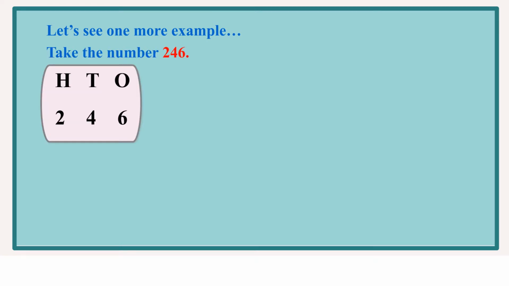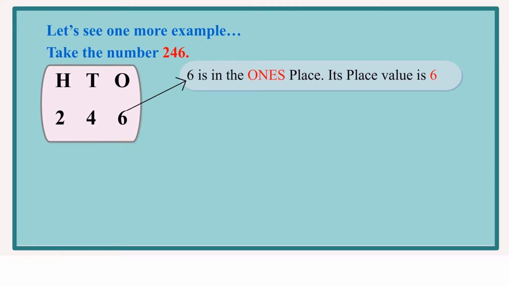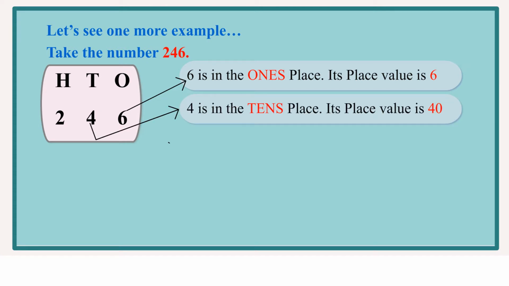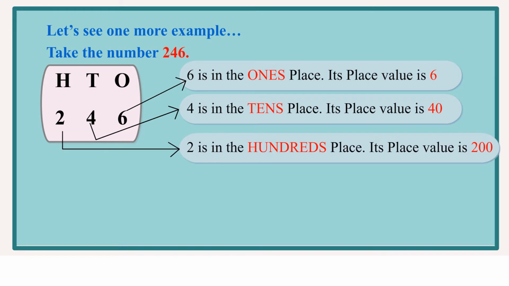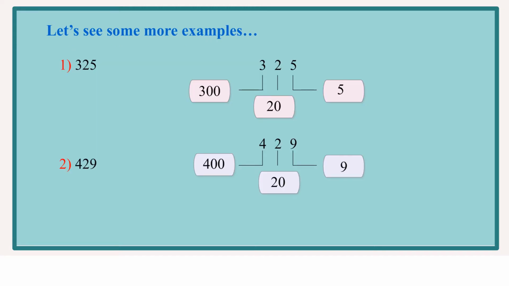Let's see one more example. Take the number 246. 6 is in the ones place. Its place value is 6. 4 is in the tens place. Its place value is 40. 2 is in the hundreds place. Its place value is 200. Let's see some more examples. 325, 429.